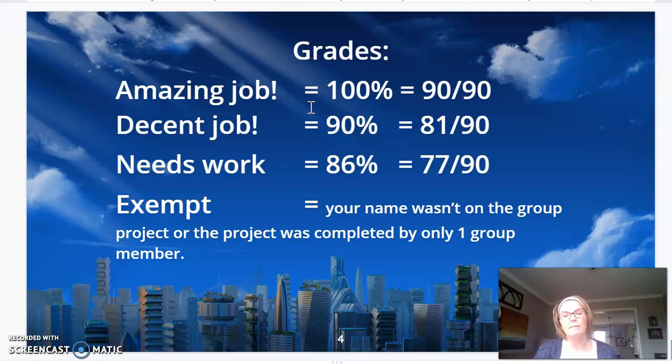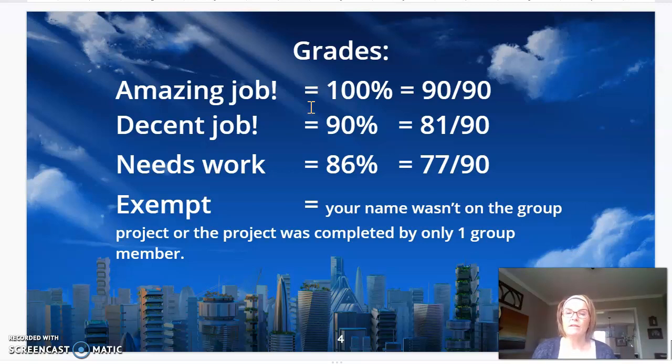And then we did have some that ended up in the needs work category. If you're in the needs work category, out of your 9 sections that you worked on, nearly every single thing needed some type of improvement or really was significantly off from what we were looking for. I'm going to give you guys the benefit of the doubt on this section because you always do an amazing job in class. You're fantastic students, and this really was an unusual circumstance. So you're going to end up with an 86%. In the gradebook, that's going to show up as a 77 out of 90.